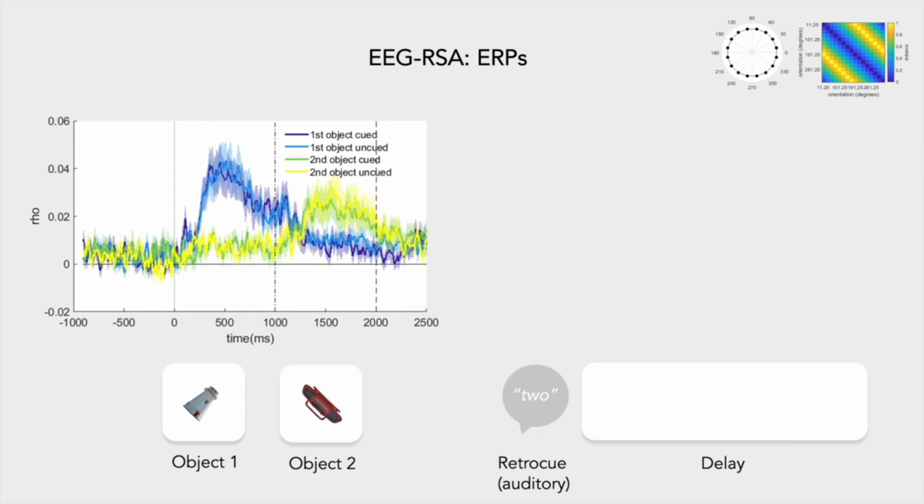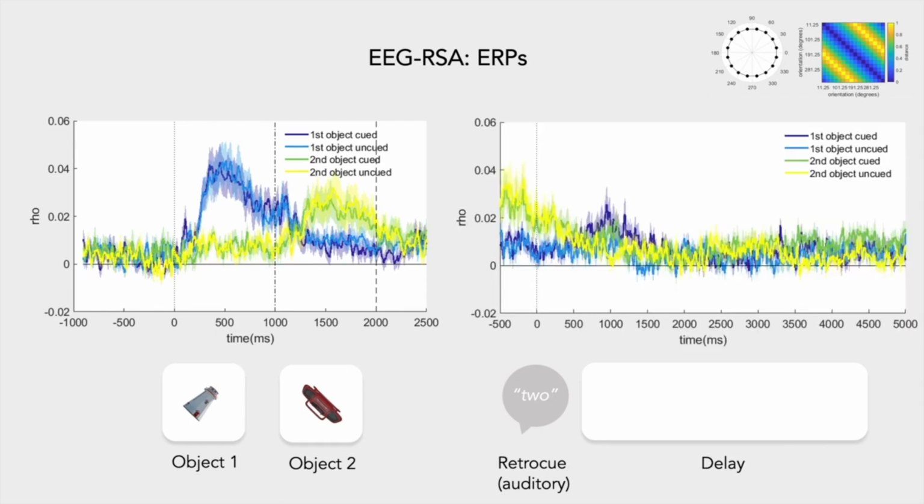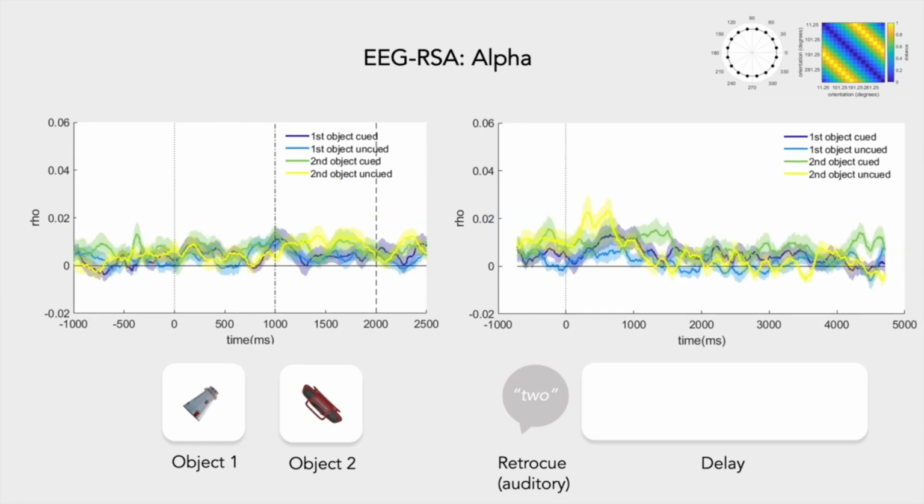Although the orientation information was reflected in the ERP pattern during encoding, we did not find robust evidence of sustained representation during the delay period. Similarly, we did not find any evidence for the orientation information being reflected in alpha power. In other words, the small eye gaze pattern reflected information that was invisible to our EEG analysis.